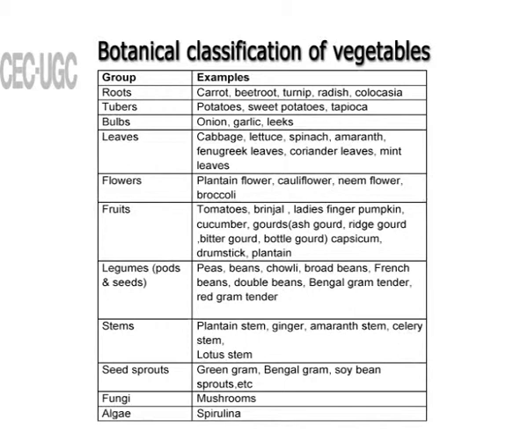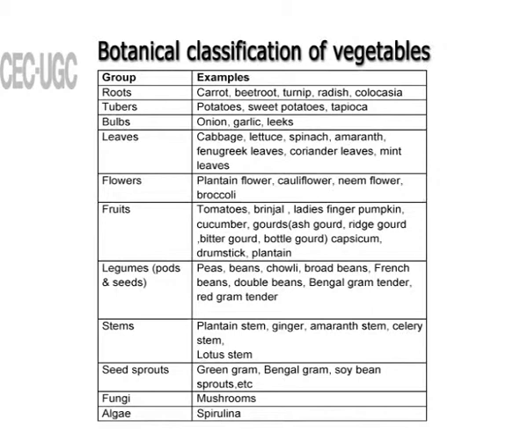gourd, we have ridge gourd, the bitter gourd, the bottle gourd, capsicum, drumsticks and plantain, because all of them contain seeds. Now, under legumes we have classified peas, beans, broad beans, French beans, double beans, tender Bengal gram as well as tender red gram, which we also put under pods and seeds.